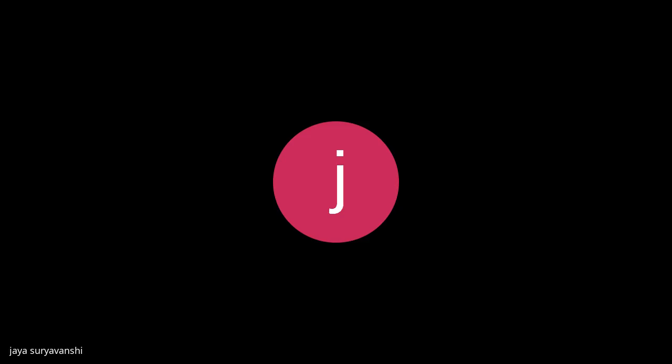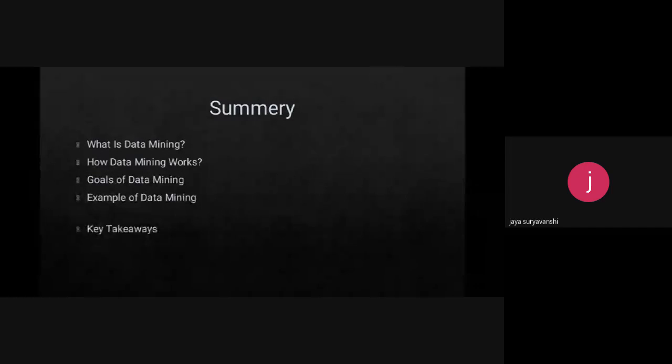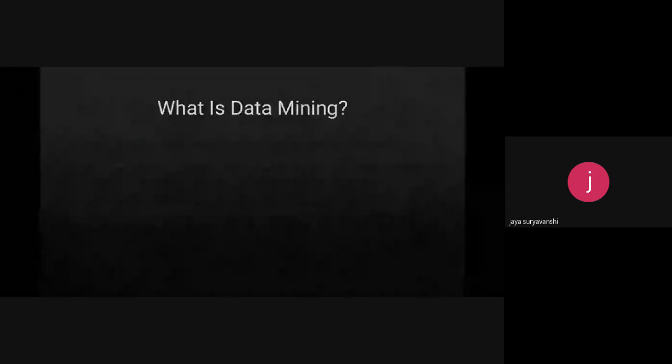Talk about topics is first, what is data mining, how data mining works, what are the goals of data mining, examples of data mining, and key takeaways, and the last is applications of data mining. So let's talk about what is data mining.